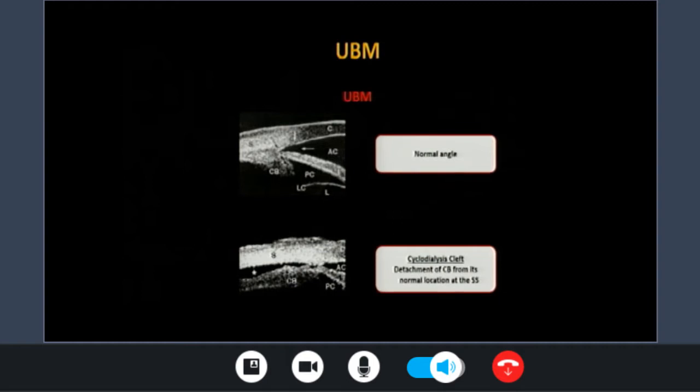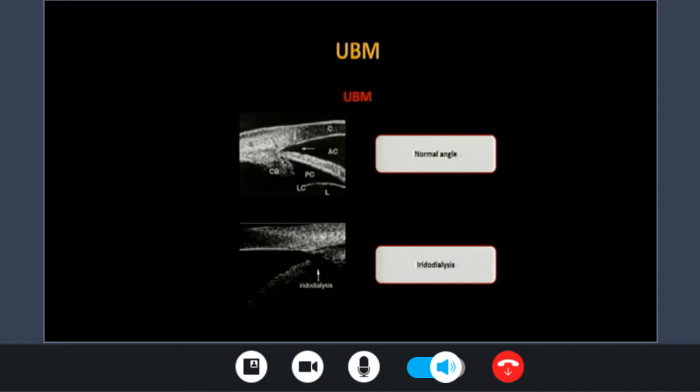That's a normal angle again, and that's an area of cyclodialysis cleft. What will happen in cyclodialysis cleft? You will have separation of the ciliary body from its normal location at the scleral spur. So fluids will pass freely from the anterior chamber to the supraciliary space. That's why you have hypotony sometimes. And that's the free communication from the anterior chamber to the supraciliary space. So you have here the ciliary body, it's detached from the scleral spur, and that's in case of cyclodialysis cleft.